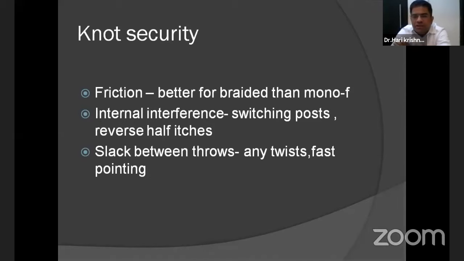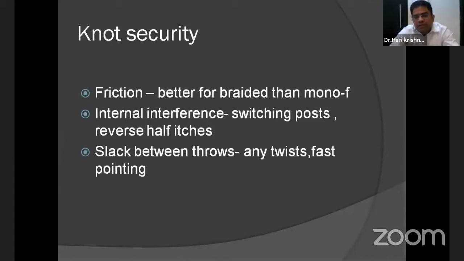So how to avoid the friction? If you use monofilament sutures, there is a very high chance of slippage. The braided sutures have more friction, they withhold the knot. So we use FiberWire or braided sutures, and how to avoid the more internal interference.